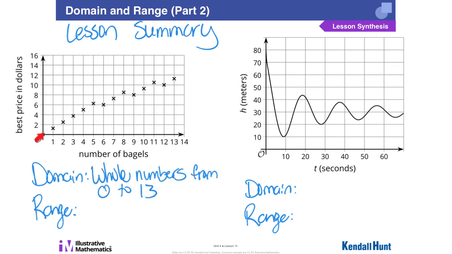The range with our bagels, well, prices can be decimals, and they don't have to be whole numbers. So we're looking at anything from 0 up to, it looks like 11.75. Now you can use the words between 0 and 11.75, or we can use more math notation like this, which is showing that y is between 0 and 11.75, including all of the decimals in between.